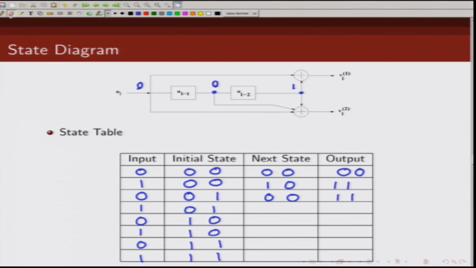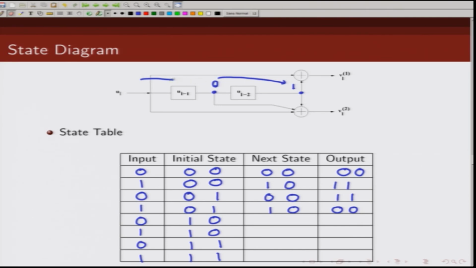Next, if the initial state is 0, 1, but the input is 1. So, in that case the next state would be this 0 will move here and this 1 will move here. So, next state would be 1, 0 and what is the corresponding output? This will be 1 plus 1, that is 0 and this will be 1 plus 0 plus 1, that is again 0.